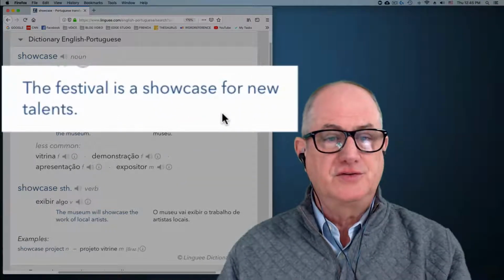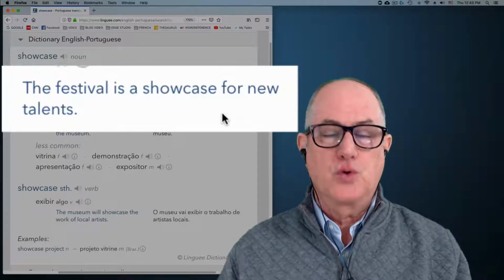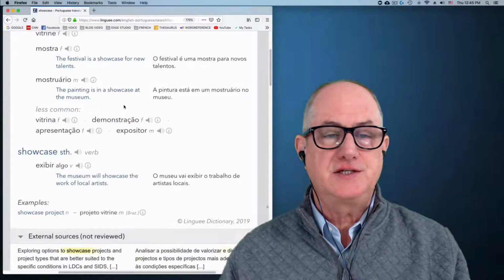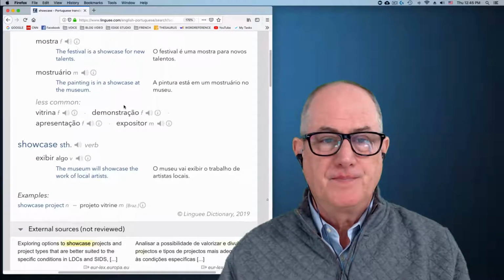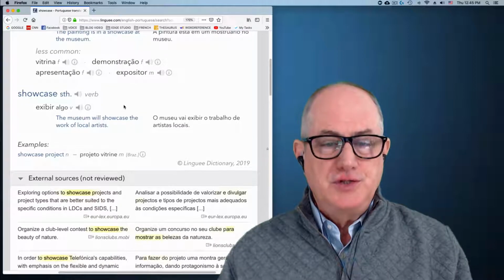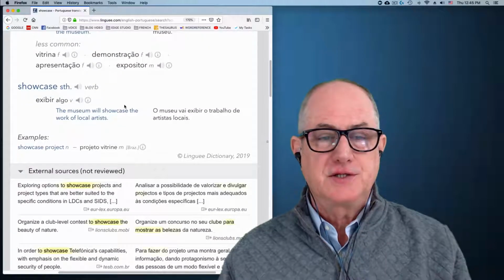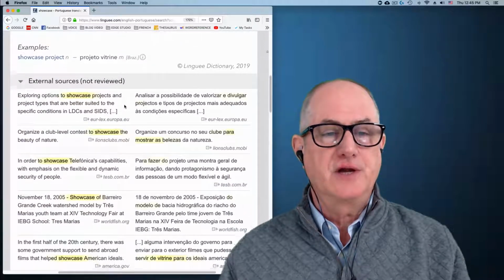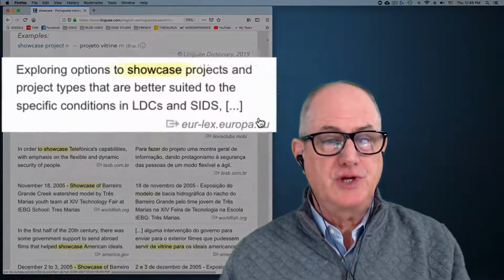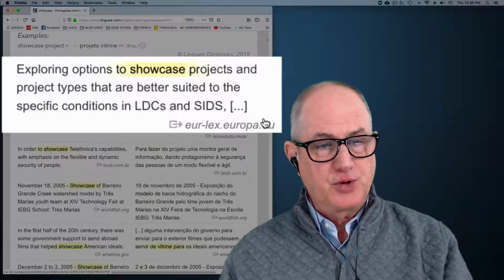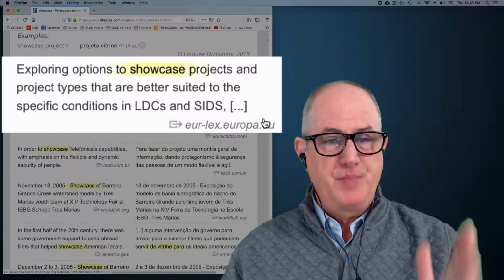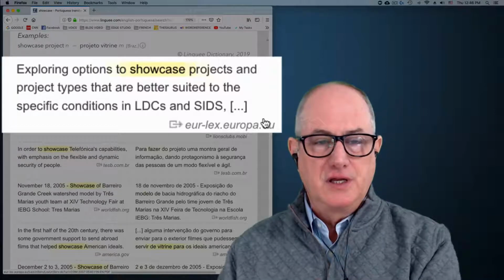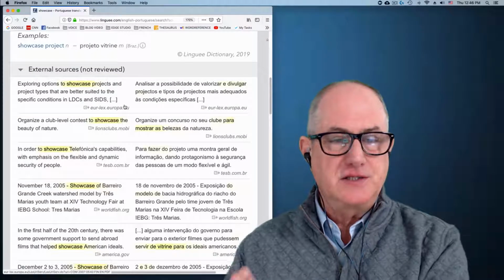The festival is a showcase for new talents. The painting is in a showcase at the museum. The museum will showcase the work of local artists. And then I get down here: exploring options to showcase projects and project types that are better suited to the specific conditions in LDCs and SIDS, etc.